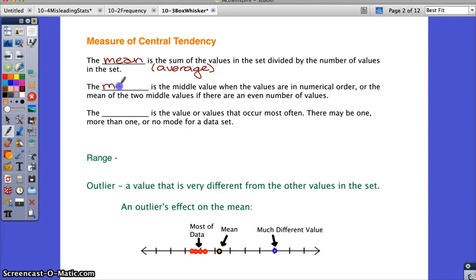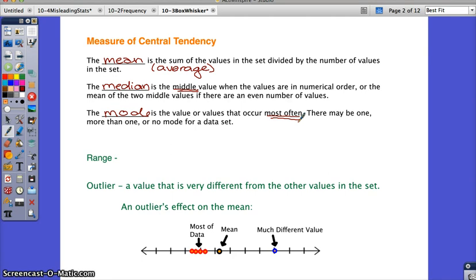The median is the middle value, when the values are in numerical order, or the mean of the 2 middle values if they're an even number. And we did that on the warm-up. And the last one, the mode, is the value or values that occur most often. There may be one, there may be more than one, like we saw in the warm-up, or there may be no mode.